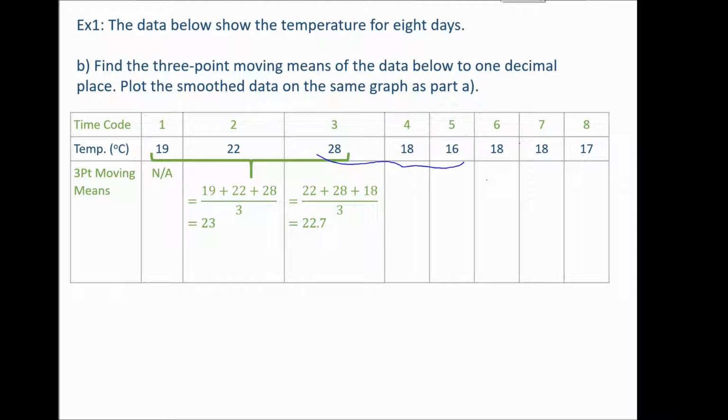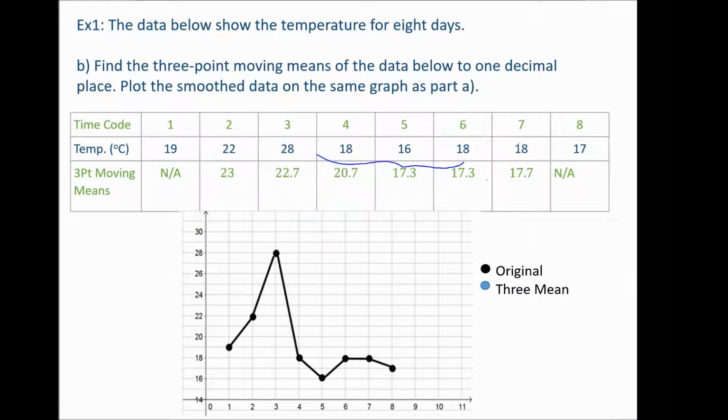Okay, so find the average of that one. 20.7, 17.3, 17.3, 17.7. And of course I can't do this end one here, because I would need a 3, but there isn't a value on that side of it, so I lose that value as well. So I've just done my first 3-point smoothing. I've replaced the values with the average of the 3 values around it.